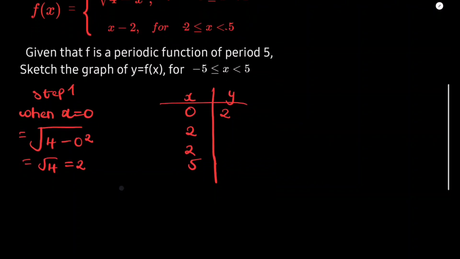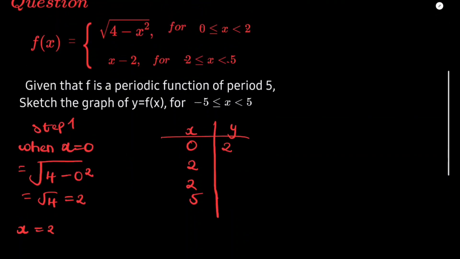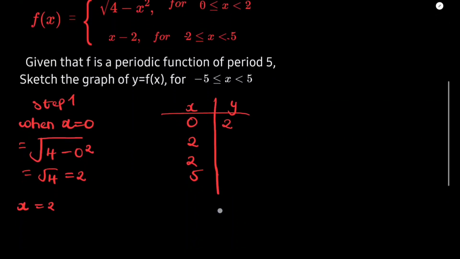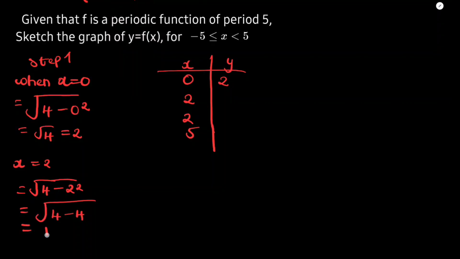So let's take the second case when x is equal to 2. We do the same thing. We have the square root of 4 minus 2 squared. So it's equal to the square root of 4 minus 4, which is equal to the square root of 0, which is equal to 0. So when x is 2, y is 0.